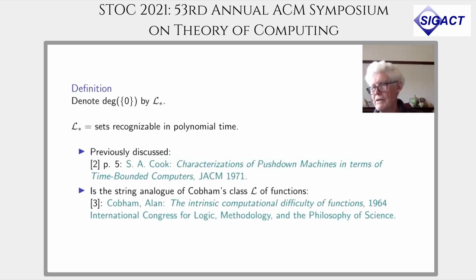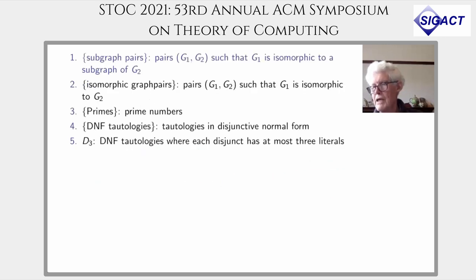Anyway, we now define the following special sets of strings. 1, the subgraph problem is the problem, given two finite undirected graphs, to determine whether the first is isomorphic to a subgraph of the second. A graph G can be represented by a string G-bar on the alphabet 0, 1, star by listing the successive rows of its adjacency matrix separated by stars. We let subgraph pairs denote the set of strings G1-bar star star G2-bar such that G1 is isomorphic to a subgraph of G2. That's 1, the subgraph problem.